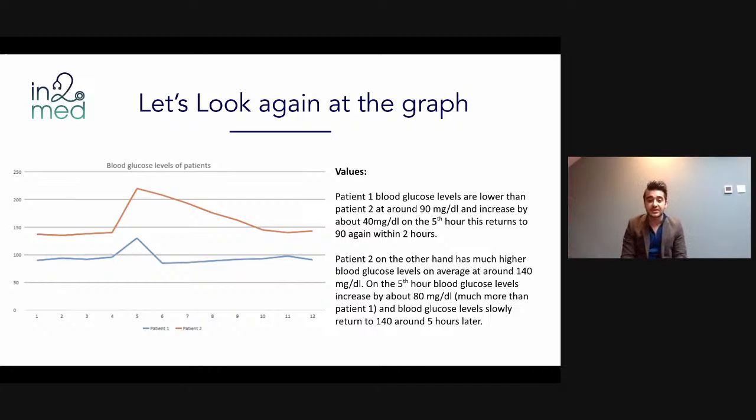On the other hand, you could say patient 2 has a higher starting blood glucose, around 140. Again, it peaks at the 5th hour, but here, look at the peak, it's much higher. The increase is 80, and you could say that's much more than patient 1. But the key is that the glucose takes a much longer time to return back to the baseline of 140, which is 5 hours later.